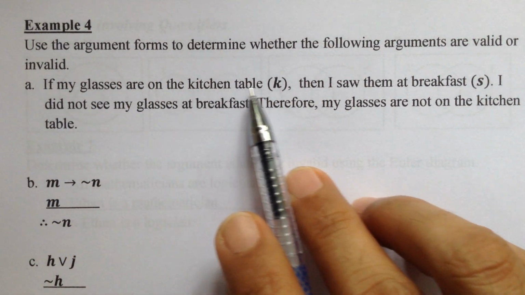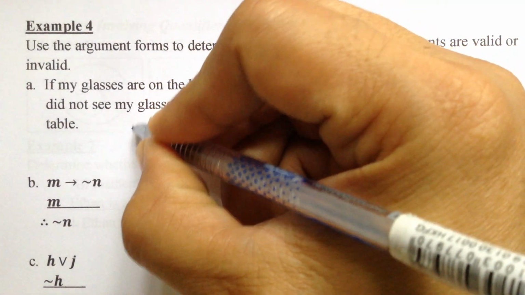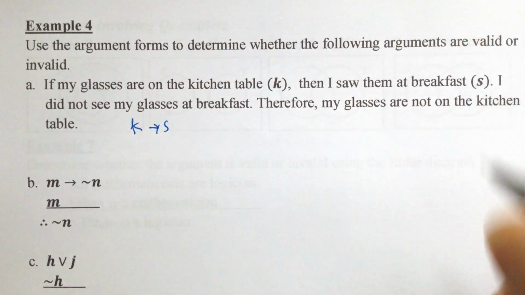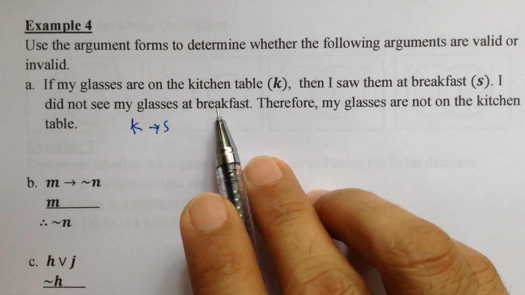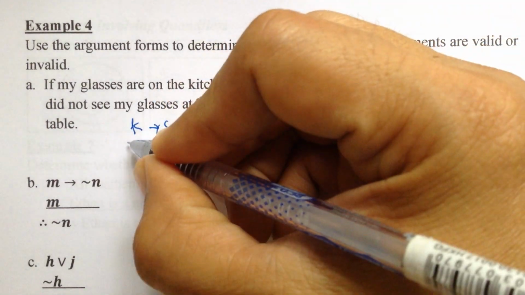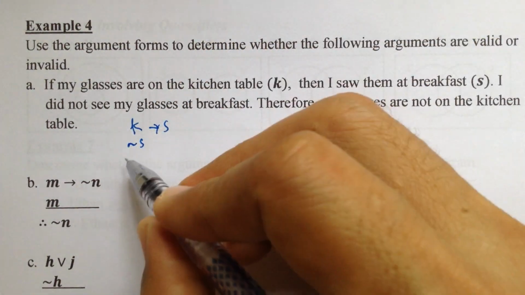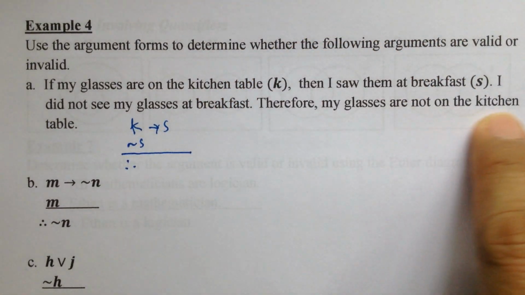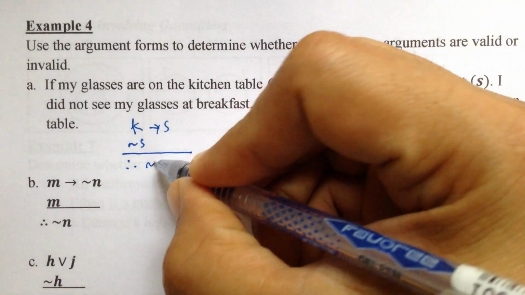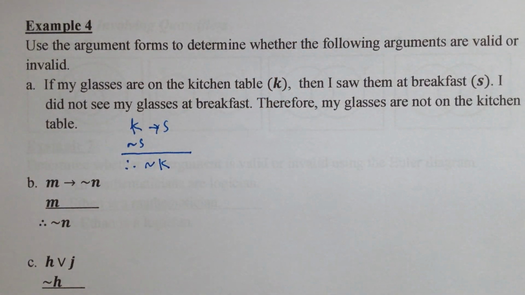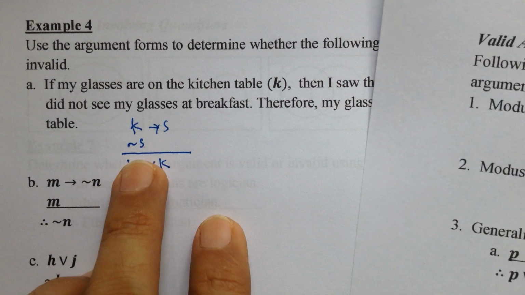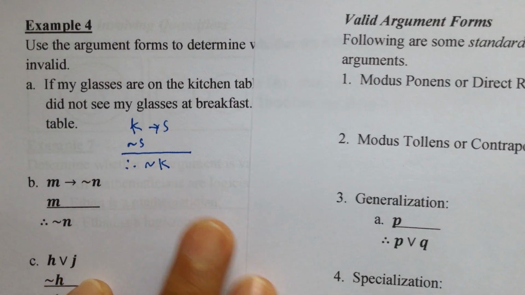So if my glasses are on the kitchen table, we have K here. Then I saw them at breakfast, so K implies S. I did not see my glasses at breakfast, so that means this is negation of S. Then for our conclusion, therefore, my glasses are not on the kitchen table, so this is negation of K. So which form is satisfied by this? You have K implies S, the negation of S, therefore negation of K.